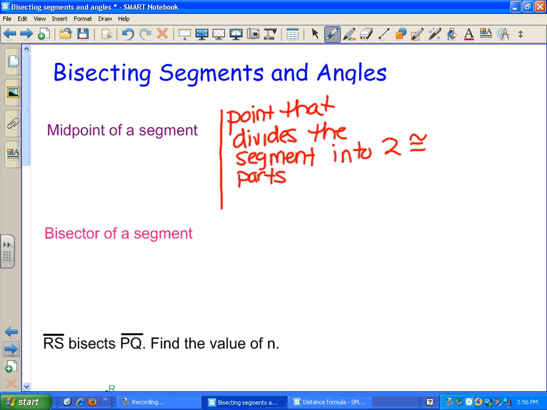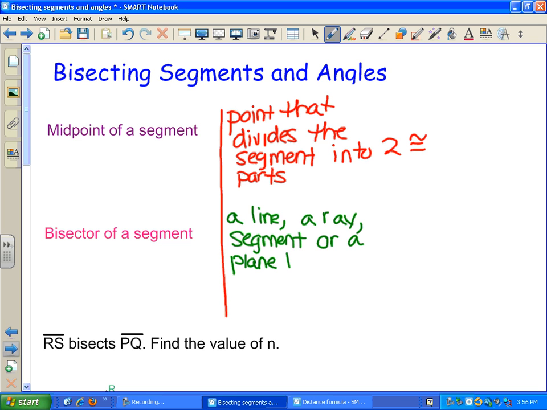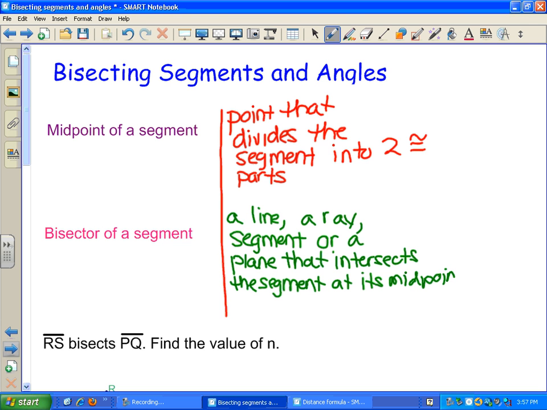The things that we can have that will bisect a segment are a line, a ray, a segment, or even a plane, and it intersects the segment at its midpoint. So a line, a ray, a segment, or a plane that intersects a segment at its midpoint.